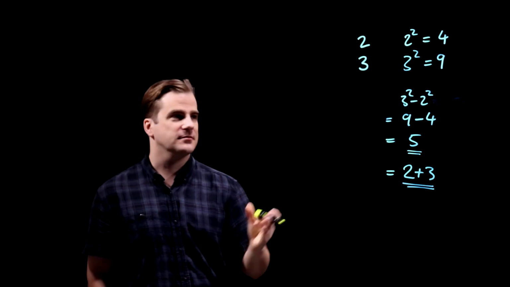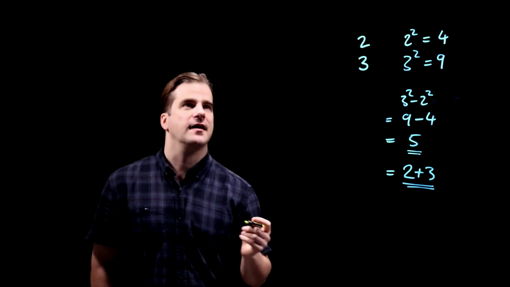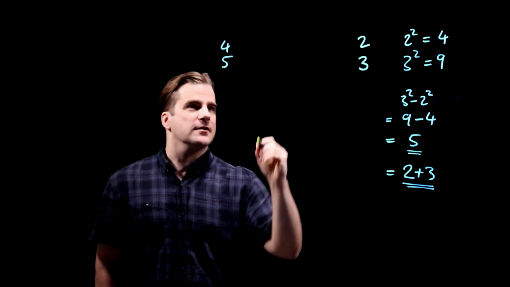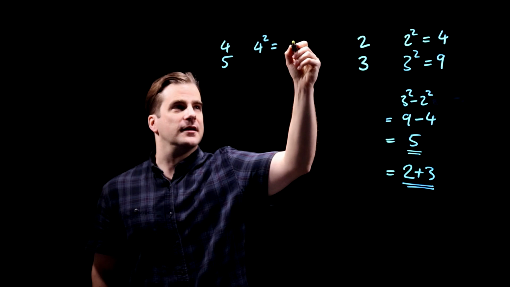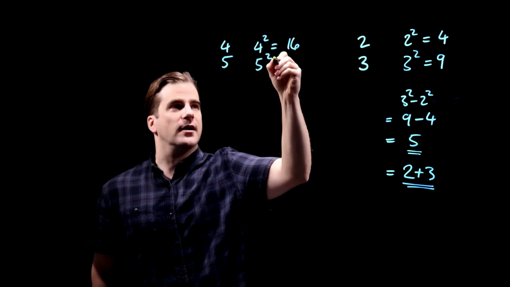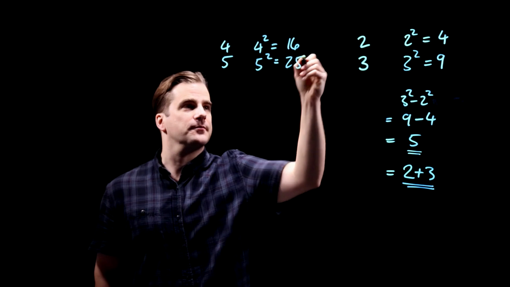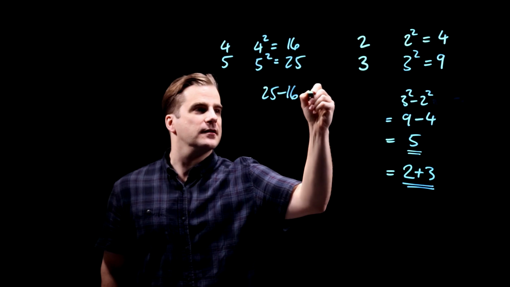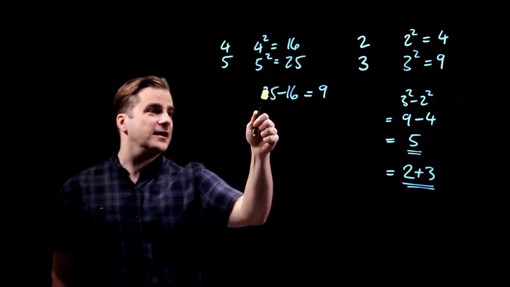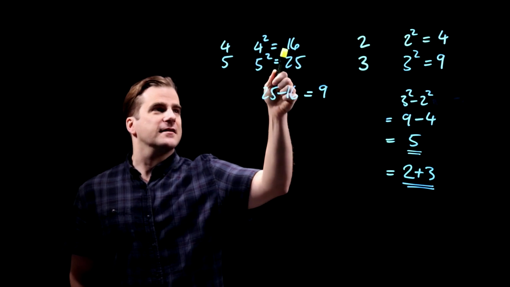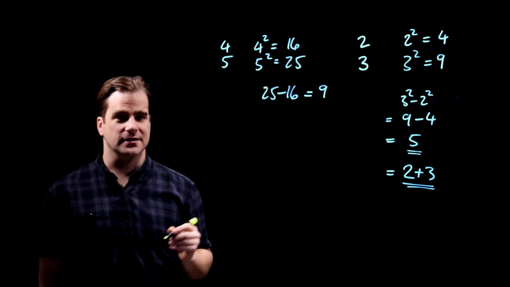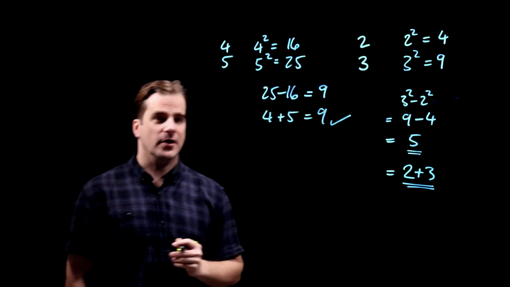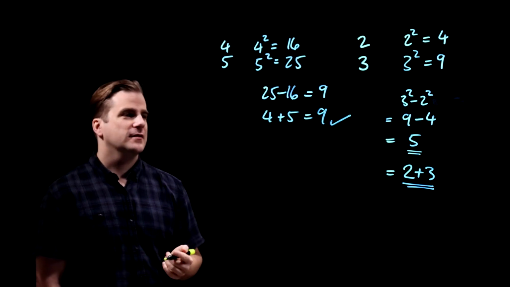It's quite interesting, right? Let's see if it works with different integers. Let's take 4 and 5. Okay? Right? 4 squared is 16. 5 squared is 25. Okay? The difference, 25 minus 16, is 9. So that's the difference between the squares of these two integers. And 4 plus 5 is 9. It works. Clever, eh?